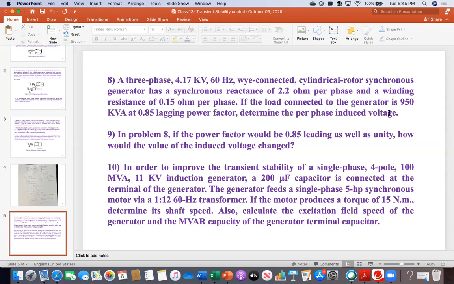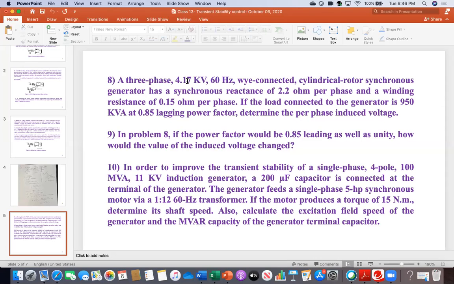If the load connected to the generator is 950 kVA at 0.85 lagging power factor, so that generator is providing a load. That load has 950 kVA, it's apparent power, and this is the power factor. And 4.17 kV is the line-to-line RMS voltage available at the terminal of the generator. Based on that, what is the per phase induced voltage? What was the voltage generated inside the coil? That is the induced voltage.